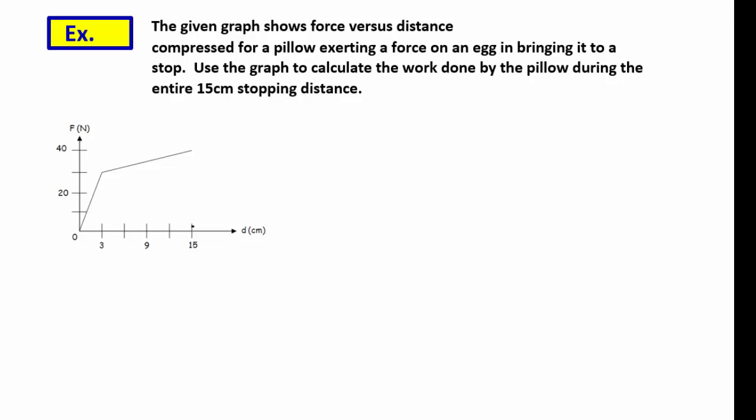Okay, so in this problem, we're exerting a force on an egg, and when I'm looking at this graph, I'm noticing that the force is changing. So I can't just multiply a force times a distance because the force is actually changing here. So what I'm going to have to do is, looking at this graph, I notice that I have force on the y and distance on the x.